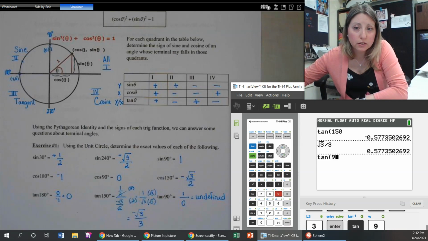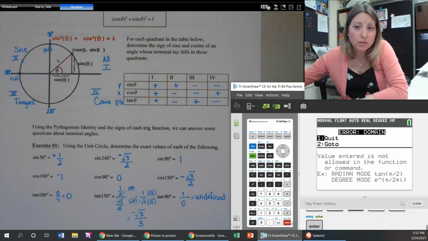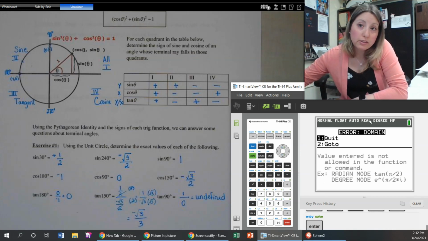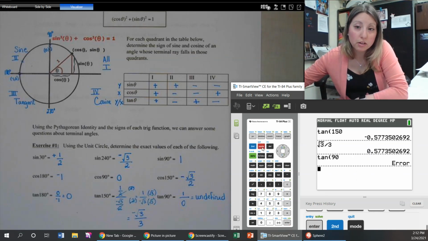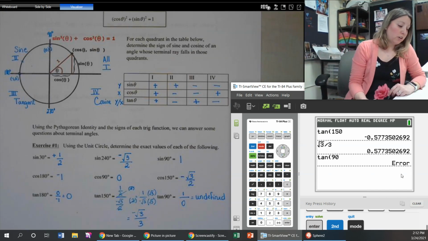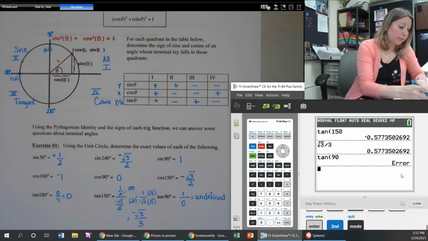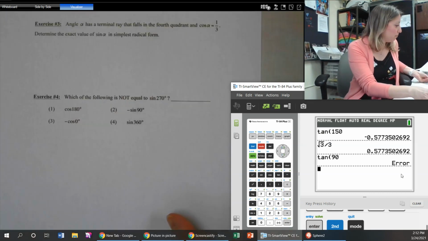And actually, I'm sure we've done this before. I'm pretty sure we did this in chapter 8. But when I type in the tangent of 90, it's telling me it's not allowed in the function because that's a domain error because it's undefined. Can't divide by 0. Okay, can't divide something into 0 groups. So that's where you're going to get the error message because it's undefined. A lot of stuff coming together here, guys. A lot of stuff coming together.